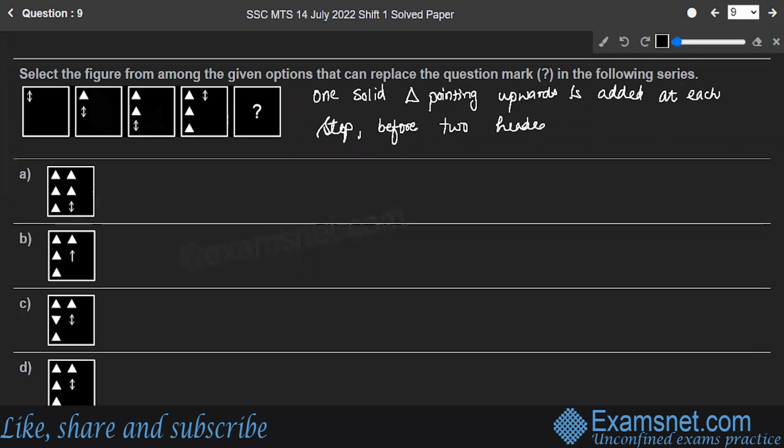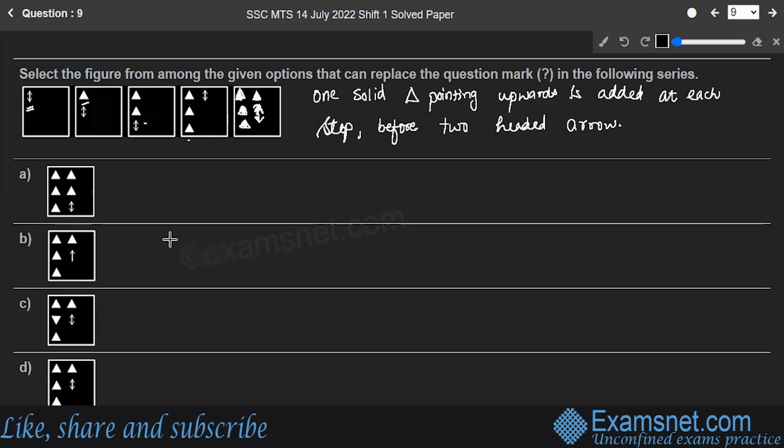Before the two-headed arrow, right? So see, here is a two-headed arrow. We have added one triangle over here, then two triangles, then this triangle. Then according to the question, what will be the next one? See, we are already having three solid triangles over here. This is the second one, third one, and there will be one more added over here then, right? And here will be the double arrow. I have replaced the question mark with that double arrow. So this is going to be the required one.